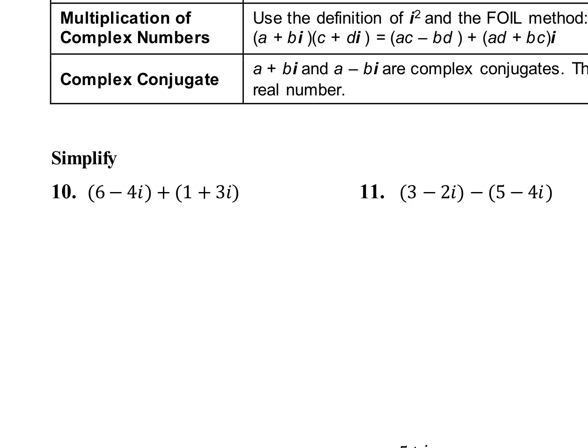All right, addition is pretty basic. You just treat the I like it was any other variable. So we're just going to combine like terms. The parentheses don't really do anything here, so we're going to add 6 and 1. We get 7. -4i plus 3i is -I, and that's it.